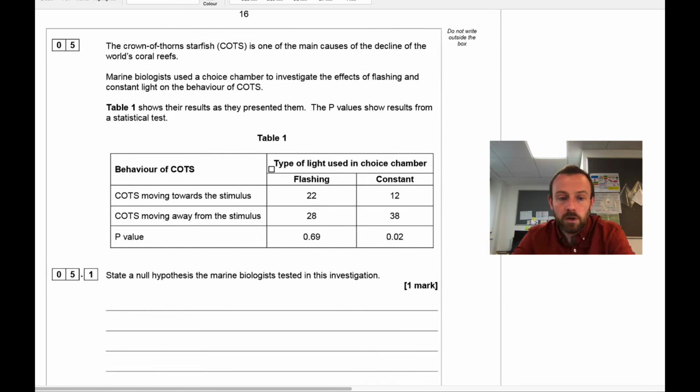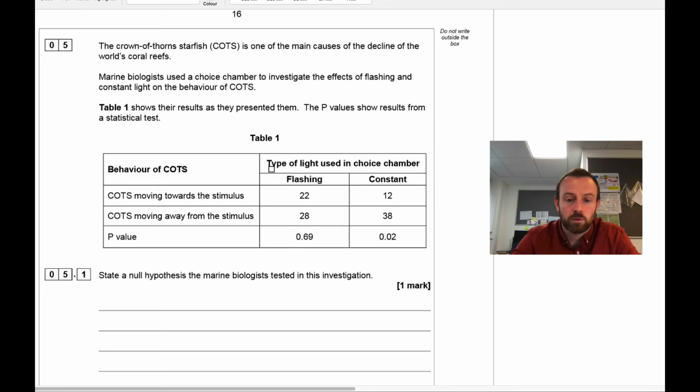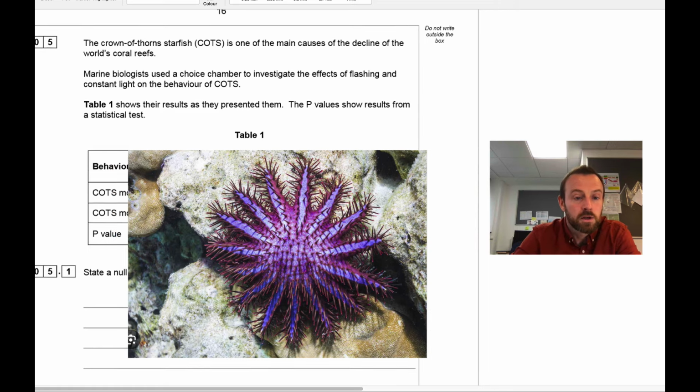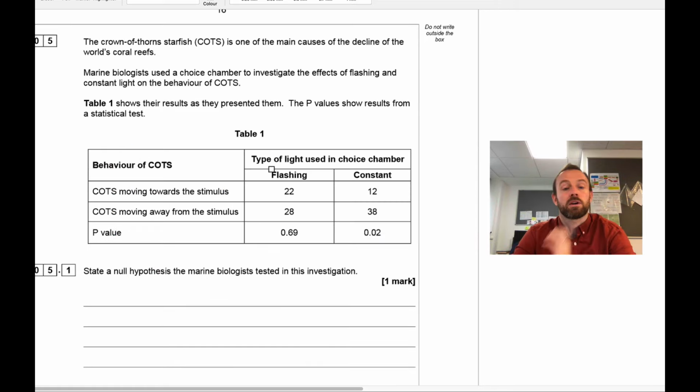Okay, the crown of thorns starfish. Ooh, I like these. Here's one. It is one of the main causes of the decline of the world's coral reefs. Marine biologists used a choice chamber, interesting, to investigate the effect of flashing and constant light on the behavior of the crown of thorns starfish. Table 1 shows the results as they presented them. The p-values show results from a statistical test. All right.